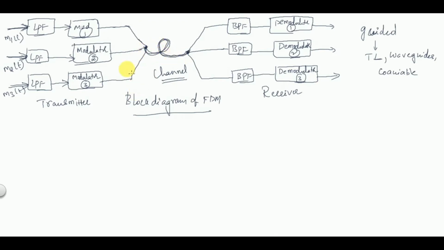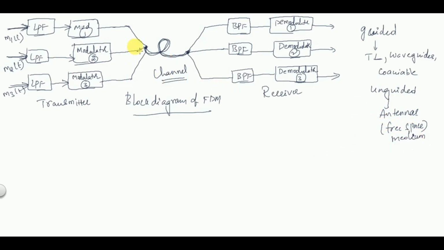In unguided propagation we use antennas. There is no physical connection between transmitter and receiver, and in this case free space serves as the medium. We will discuss these concepts later.